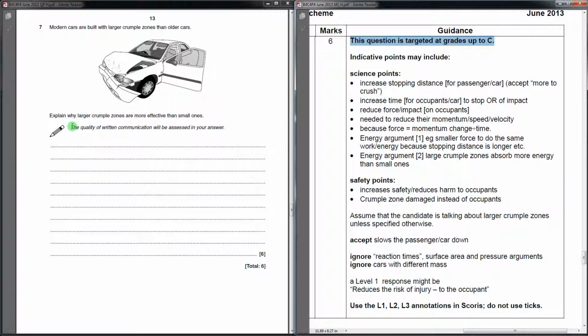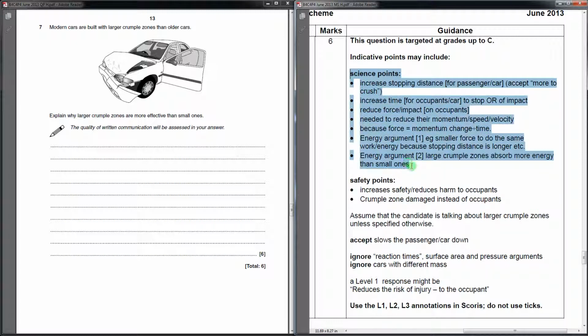So, what points can we make? Well, the easiest ones to understand are the safety points, and lots of people made these, okay? What the crumple zone does is increases the safety or reduces the harm to the people in the car, and it's damaged itself to do so, okay? So that's the easy bits to get. You've then got to talk about the science.